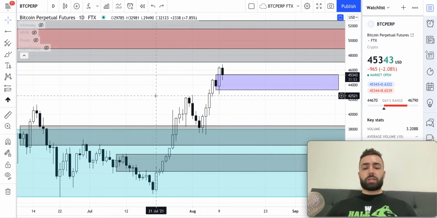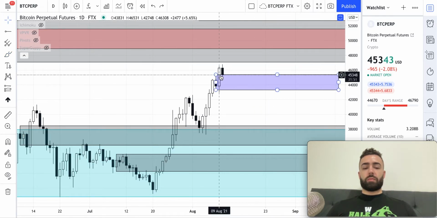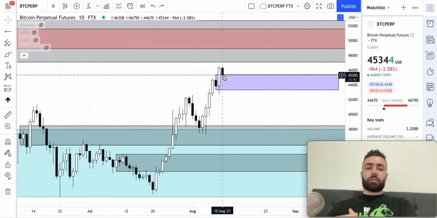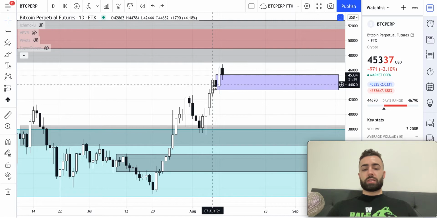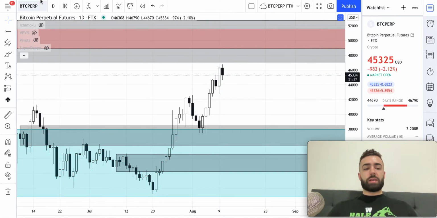So I'm really watching this daily candle close today in 31 minutes to see not only where the 3-day candle closes, but also to see where this single day candle closes, to see if we turn this into a level that I will be keeping an eye on.